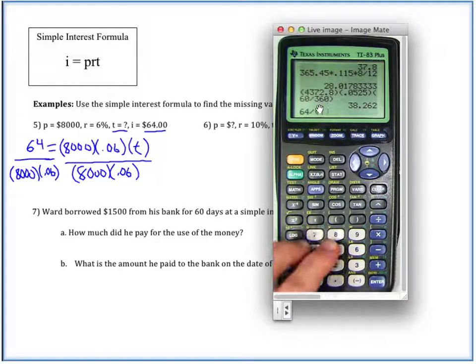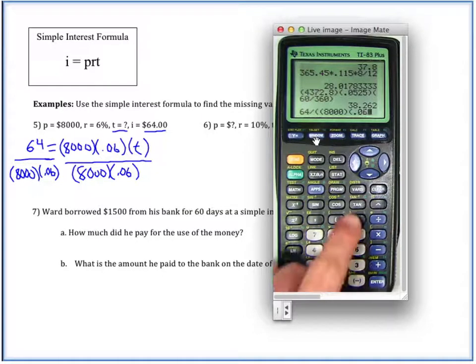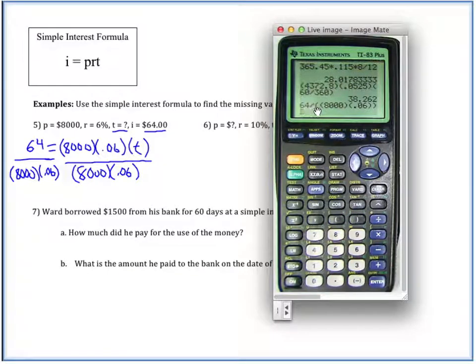Okay, so I actually have 2 parentheses, and now I have 8,000 times 0.06, and then I'm going to close off my parentheses. So if we're looking at this, we have 1, 2 open parentheses, okay, and then that one closes off one of them. This one opens one, it closes it off, and then it closes it off. Okay, so let's go ahead and hit enter there, and you should get 0.13333.